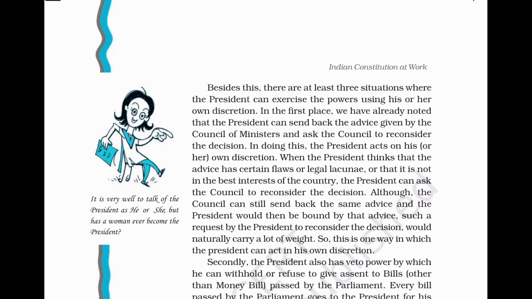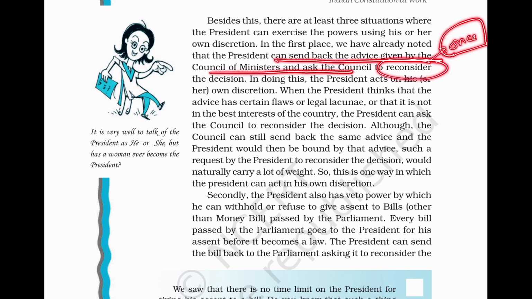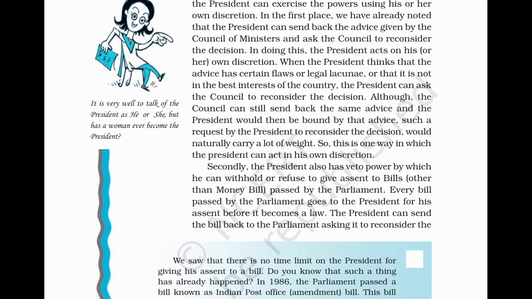Then there are at least 3 situations wherein easily the president can exercise the power in discretion. Firstly, sending back the advice given by council of ministers for reconsideration, even though it can happen only once. Okay, but still that once is there. So in this case, the president acts on the discretion that I want to ask the council of ministers that please go for reconsideration, or I don't want to ask. That is depending on the president.